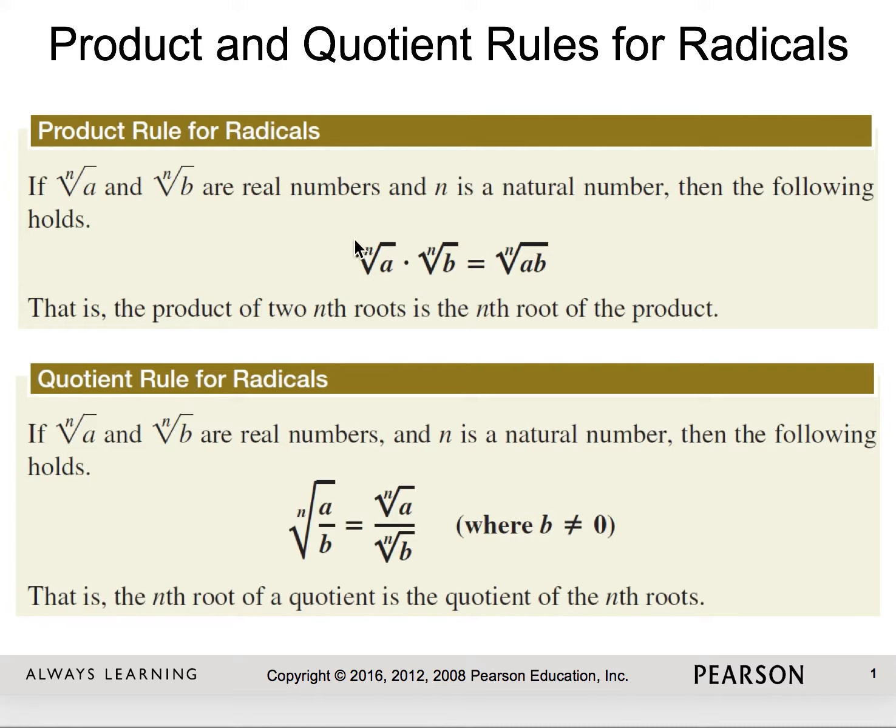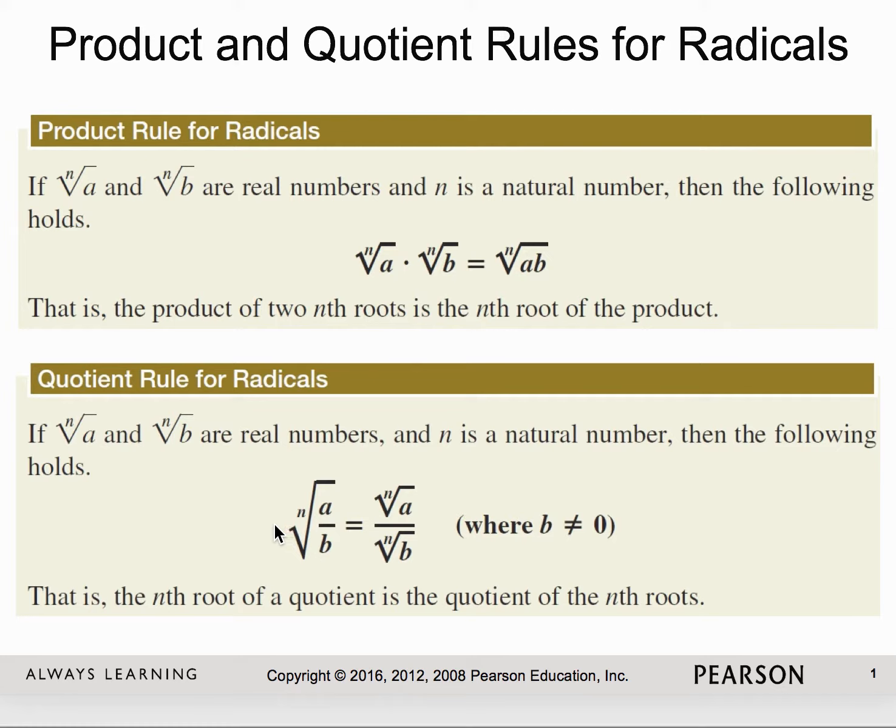What it tells me is, as long as they have the same index and I have things being multiplied only, then I can either separate them into their own radical, or I can put them under one radical and multiply, or divide, same thing. I can separate it into its own radical, or I can put them together into one radical, as long as the index is the same.